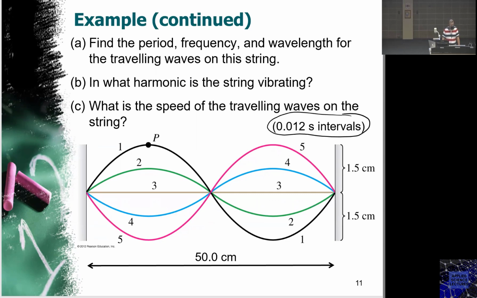Do you know how we can calculate the period? Any idea how to calculate the period? I'll remind you of the definition of the period. It is the time it takes for one complete oscillation to happen. So the time for one complete oscillation is the period. Would you be able to find the period from knowing the time interval between those functions?